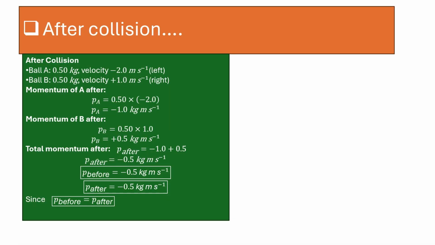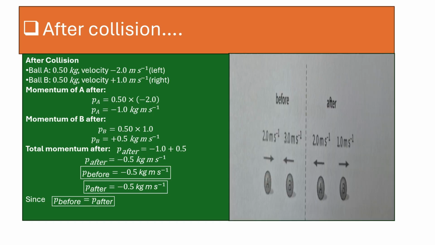Now what happens after collision? After collision, again look at the figure. Ball A 0.50 kg, velocity will be minus, that is towards left. Now ball B 0.50 kg, velocity is 1 meter per second, that is right, towards right.